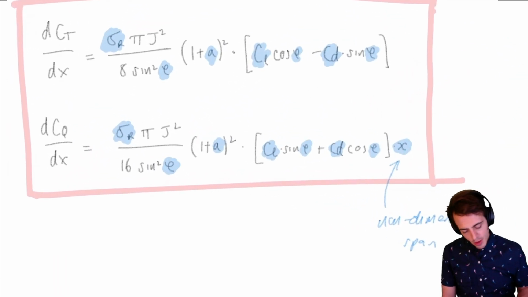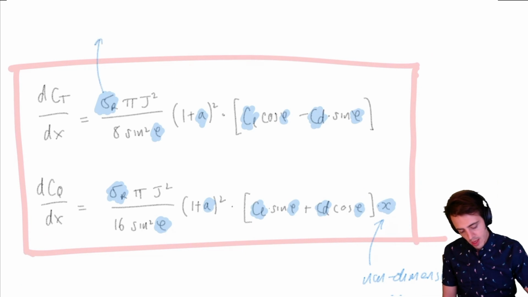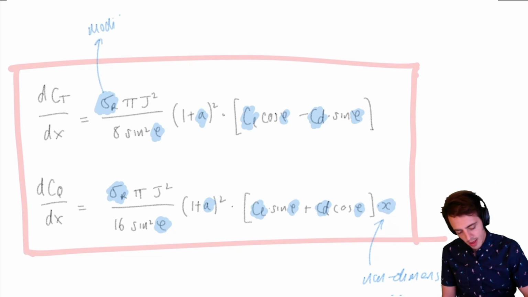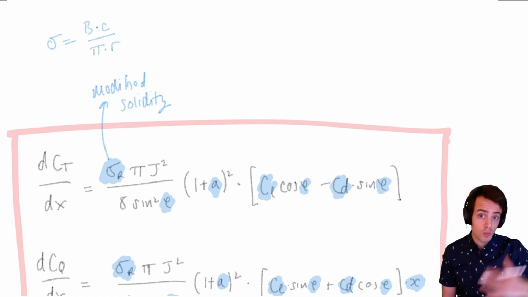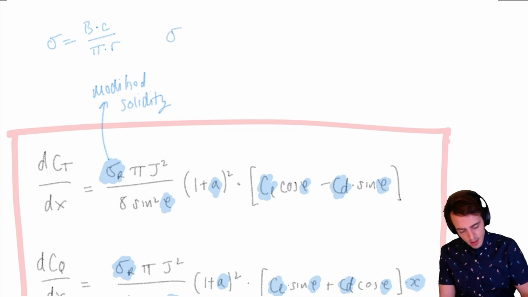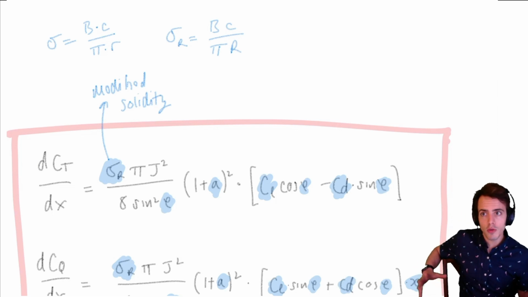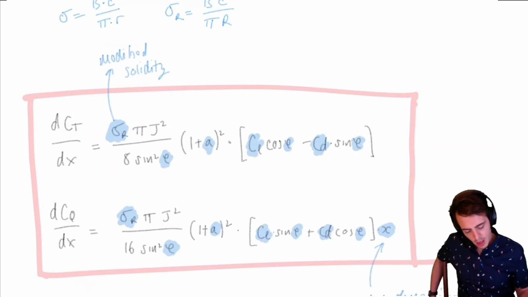Then we've got these other terms, so let's just remember what these are. So we've got, I think I call this modified solidity. So we remember that regular solidity sigma is equal to the number of blades multiplied by the chord divided by pi divided by r, where r is whatever that local span-wise radial distance is. Sigma_R is Bc on piR, on the total radius. So we've got this modified solidity occurring in all of them.